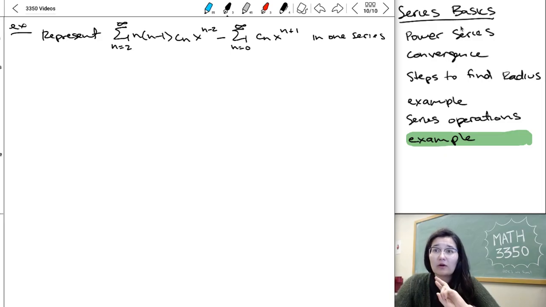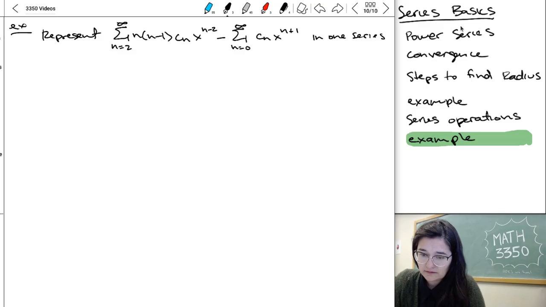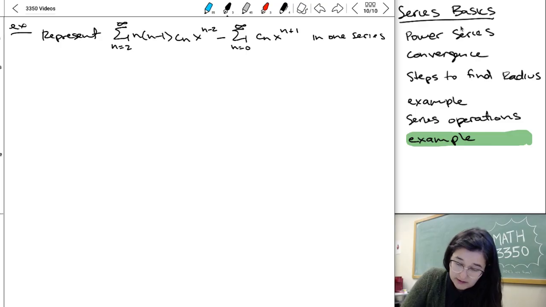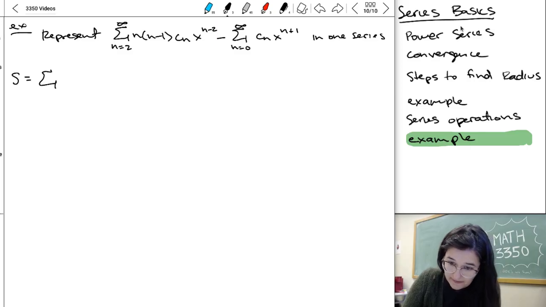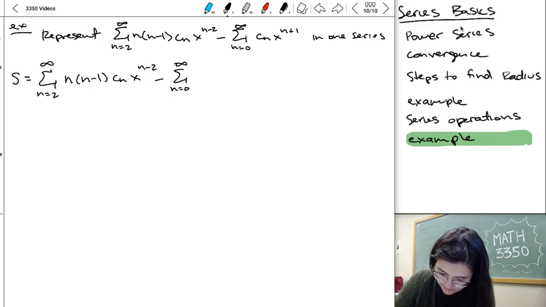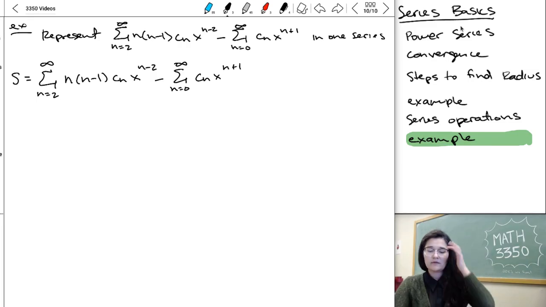I need lower bounds equal, I need powers of x equal, and neither of those things is happening for me right now. So I'm going to go ahead and start by naming the thing that I'm calculating. And let's just start in the form we're given.